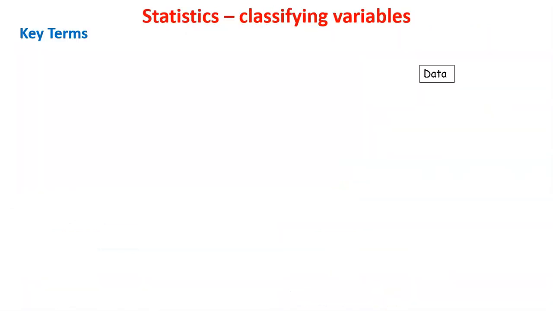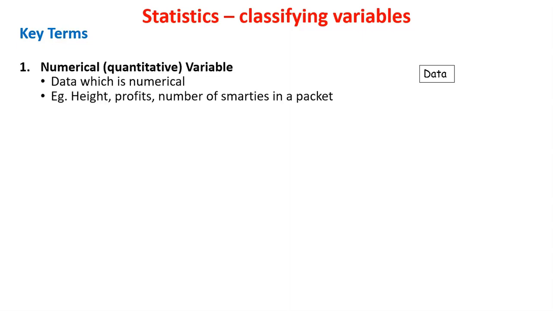So classifying variables. There's ways for us to identify different types of data or different types of variables. Now the first one is numerical. And there's a big word here which is called quantitative. Don't get too caught up with the word. When I see the word quantitative, I think about quantity. And when I think about quantity, I'm always thinking about numbers. So this is data that is numerical. In other words, it has to have a number to it.